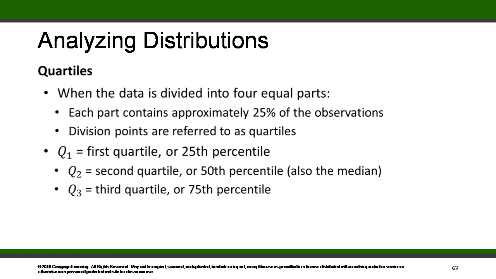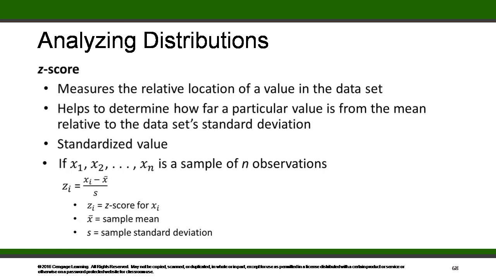A z-score can be interpreted as the number of standard deviations. It measures the relative location of a value in the dataset. It helps to determine how far a particular value is from the mean relative to the dataset standard deviation. Standardized value: if x1, x2 to xn is a sample of n observations, then we have the z-score formula.